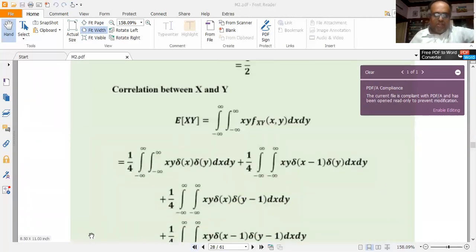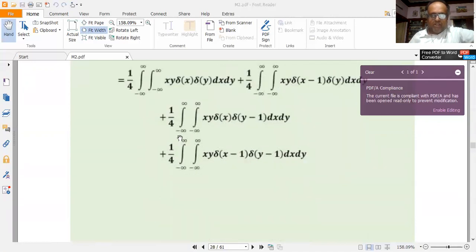So this becomes 1 by 4 double integral from minus infinity to plus infinity of xy delta of x delta of y dx dy, plus 1 by 4 double integral of xy delta of x minus 1 delta of y dx dy, plus 1 by 4 double integral of xy delta of x delta of y minus 1 dx dy, plus 1 by 4 double integral of xy delta of x minus 1 delta of y minus 1 dx dy.